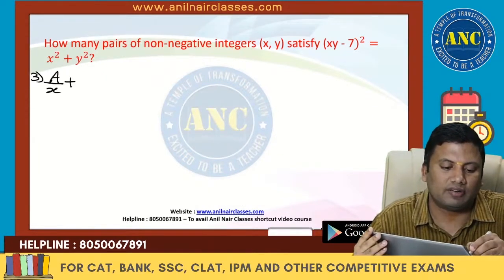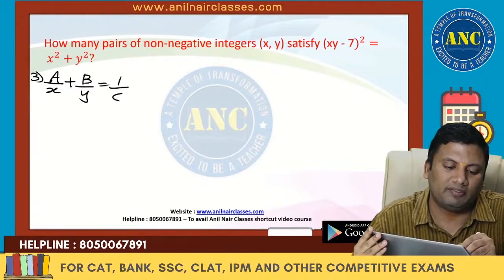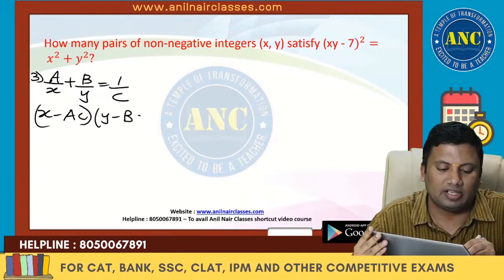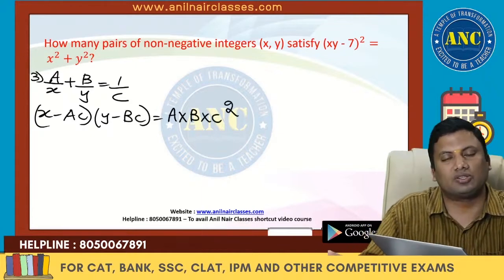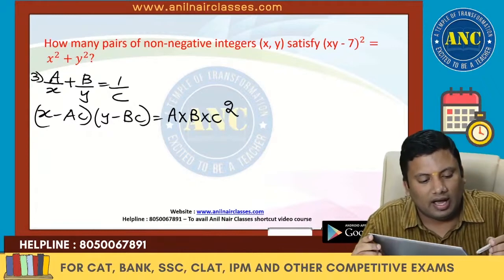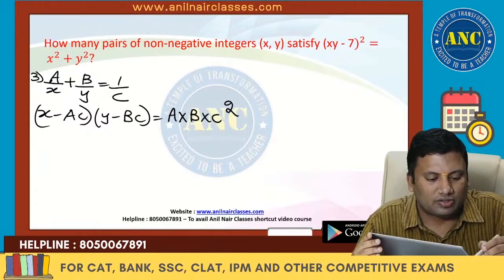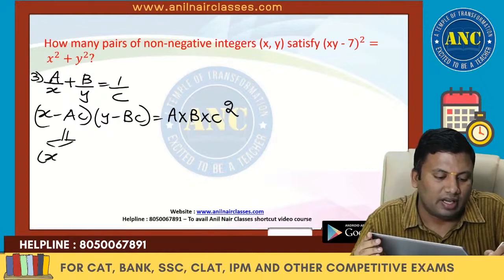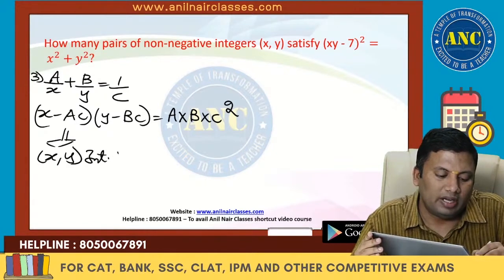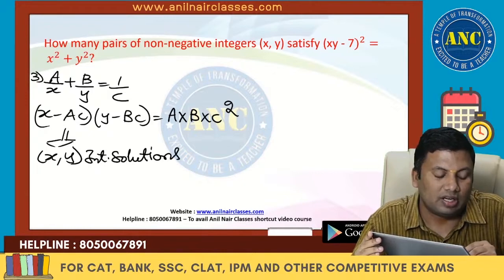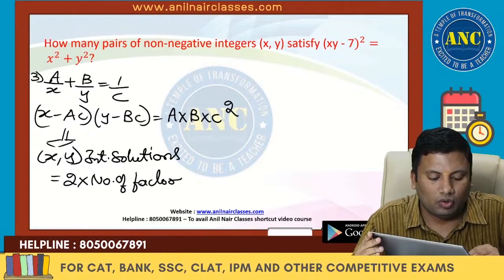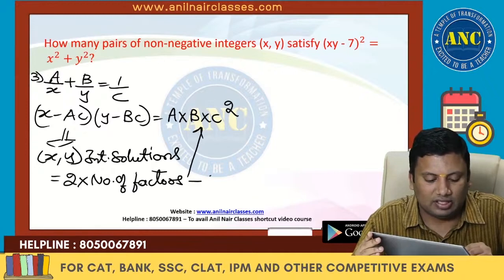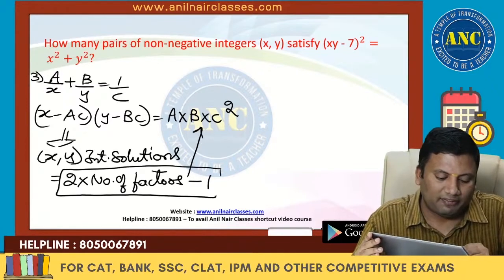Third key point: if the equation is of the form a by x plus b by y equivalent to 1 by c, directly write the equation as x minus ac into y minus bc equivalent to a into b into c square. The answer is a into b into c square. How many integral solutions for xy? Directly you can tell how many integral solutions there will be for this equation. The answer is nothing but 2 into the number of factors of this number, minus 1.